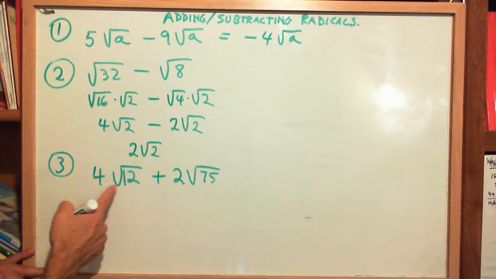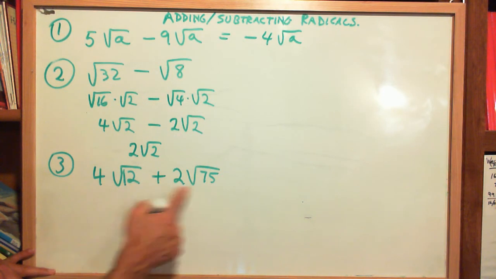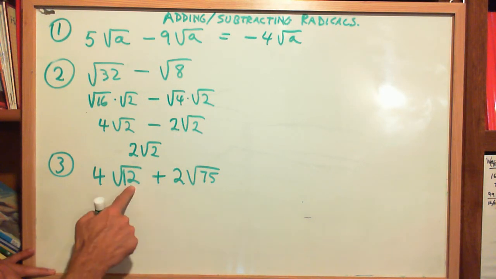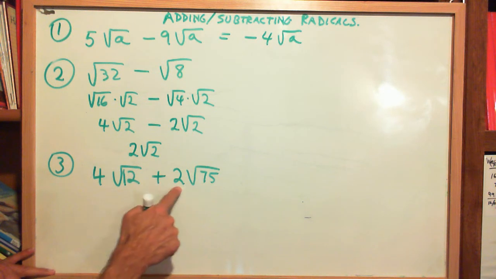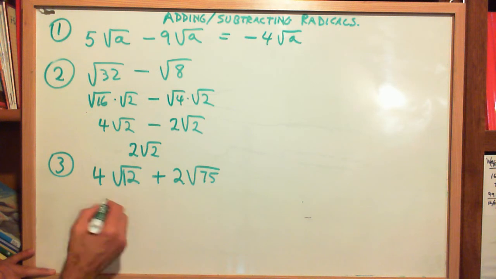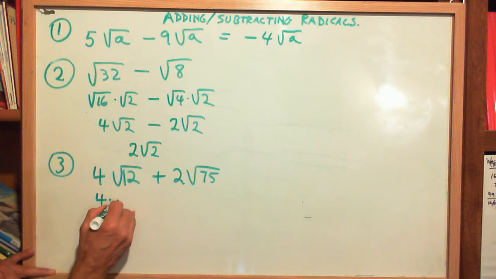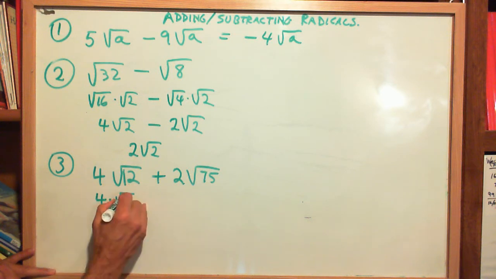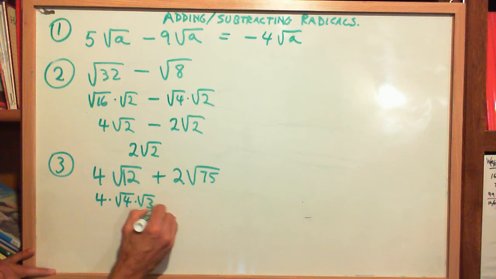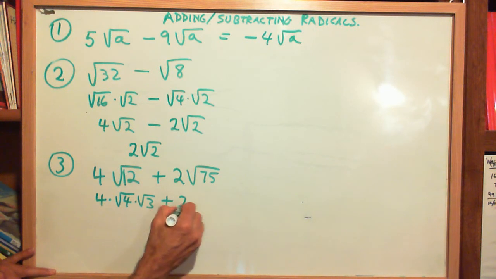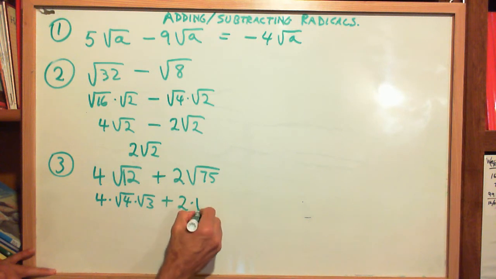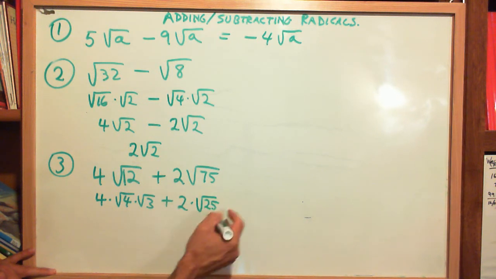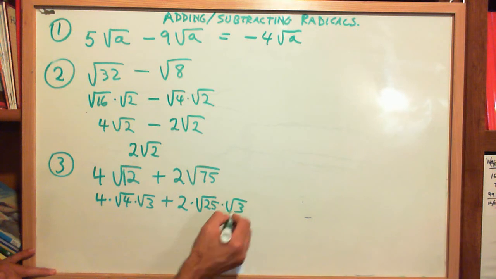Okay, so the first thing I do, I don't deal with this, because look, those are not like terms. I can't add the 4 and the 2, because this says I have 4 square root of 12s. That says I have 2 square root of 75s. I can't add them. They're not like terms. So I can simplify. So I don't do anything in my head. 4 times the square root of 12 is the same as 4 times the square root of 4 times the square root of 3. And then I do plus 2 times square root of 75, which is the same as the square root of 25. Again, I'm looking for perfect squares. There's a perfect square. Times the square root of 3, right?